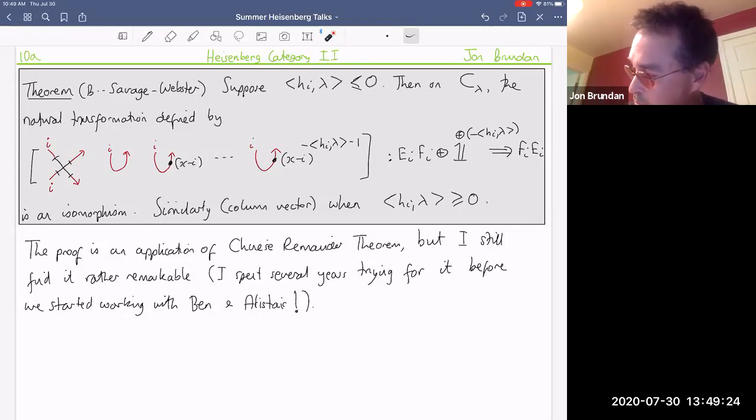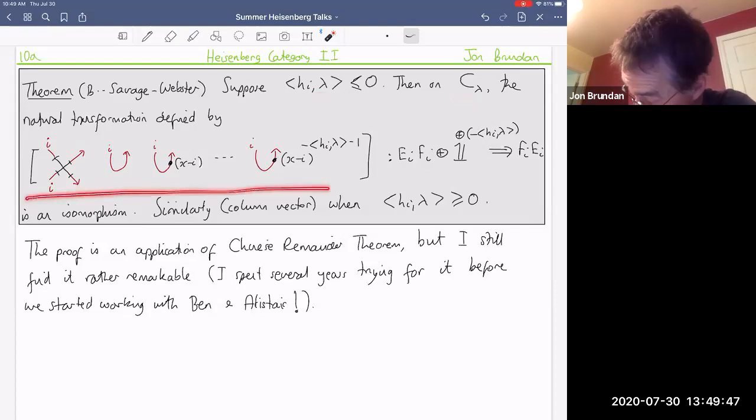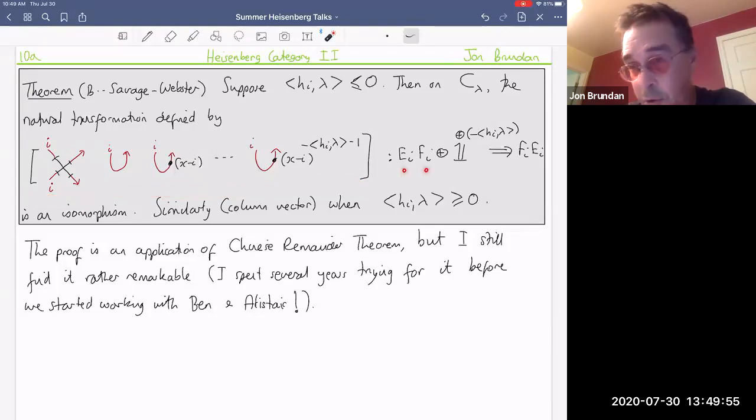And let me just tell you, so let's fix a weight lambda. So that's fixing a block of this category C that we're acting on. And let's just assume that hi lambda is less than or equal to 0. There's a similar story when it's positive, but I'm not writing that down. And then I'm looking at this block C lambda of the category defined by the weight lambda. So this row vector of natural transformations defines a natural transformation from EI Fi, direct sum the identity on this block, to Fi EI on this block.